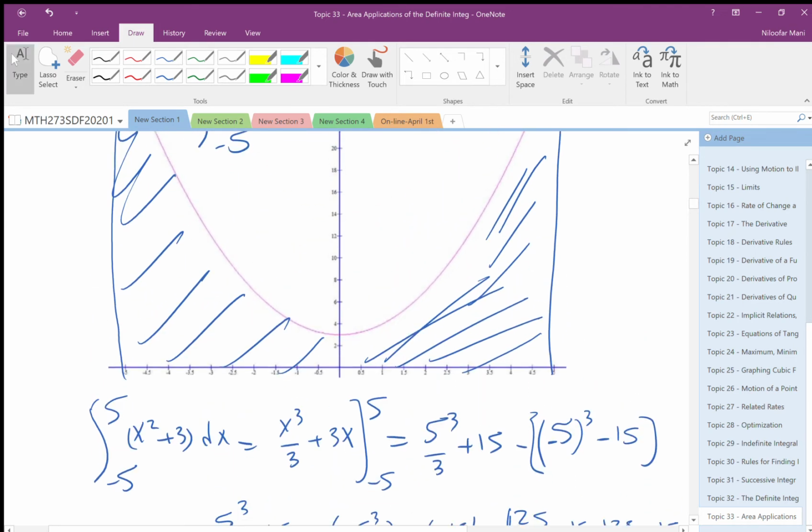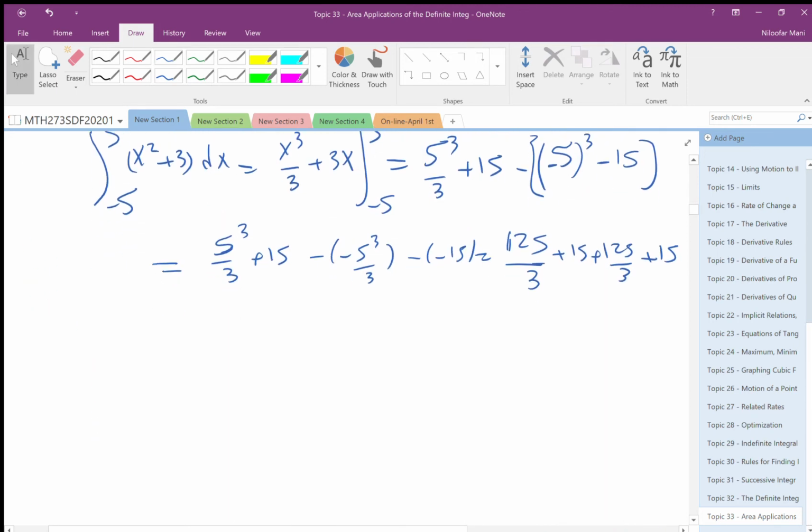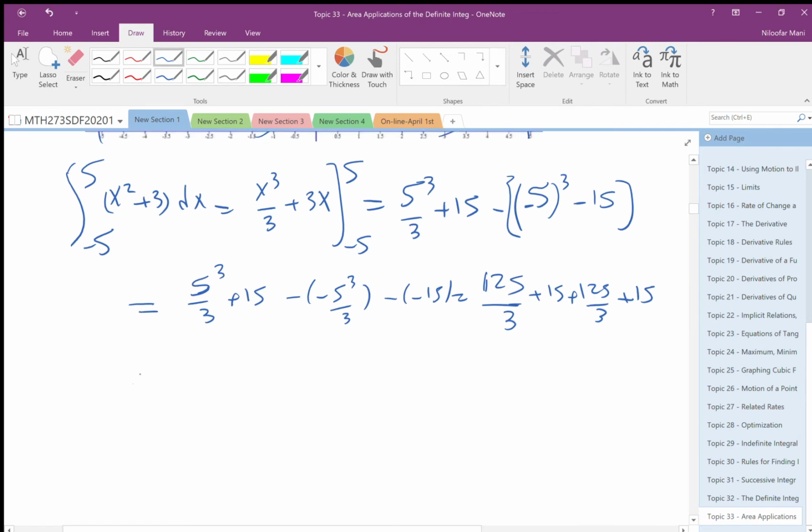And as you can see, this is symmetric, so this part equals this part. This part is 125 divided by 3 plus 15, and this part is 125 divided by 3 plus 15, and I have to add them. So it is 250 divided by 3, this one and this one, plus 30. Which is 250 plus 90, which is 340 divided by 3.